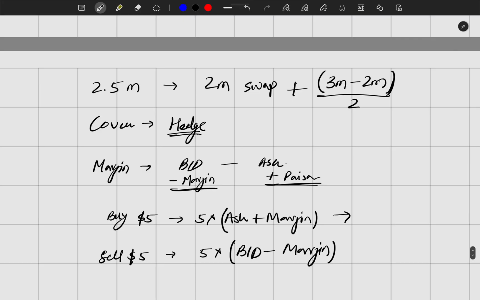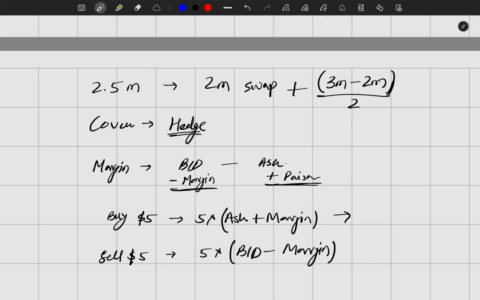To get to a 2.5 month swap rate, what do you do? You take the 2 month swap rate plus the differential between the 3 month swap rate and the 2 month swap rate divided by 2, to arrive at a 15-day swap rate at that point of time, and you get the 2.5 month swap rate. This was again a question. To cover the transaction means to hedge. So if a bank has sold dollars in the Japanese market, it needs to cover its position, so it will buy dollars in the Indian market. That's what you mean by covering the transaction.